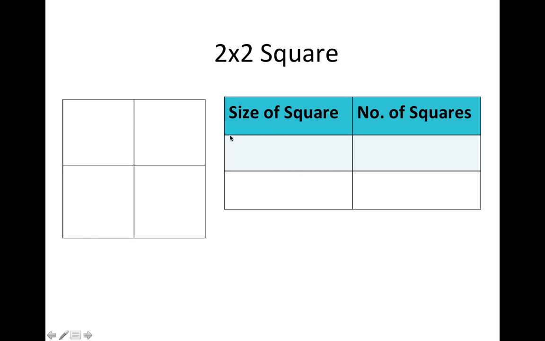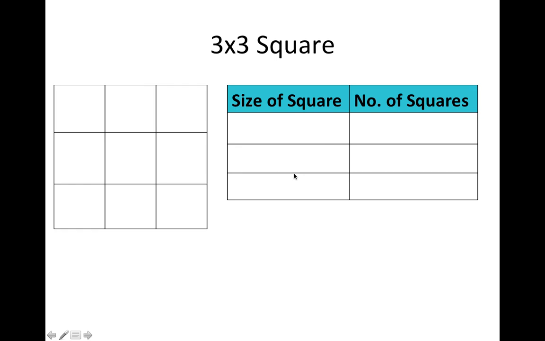As you can see, I've made a table with the size of the square and the number of squares. Let's start with the 1 by 1 square. How many are there? 1, 2, 3 and 4. So 4, which is also 2 squared. Now let's see 2 by 2 squares. There's only one, as the biggest square is 2 by 2. So that means there's one square, which you can also write as 1 squared.